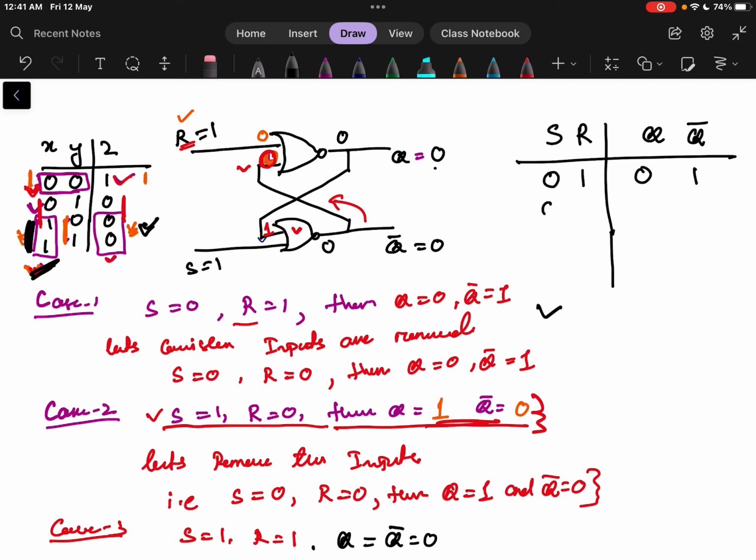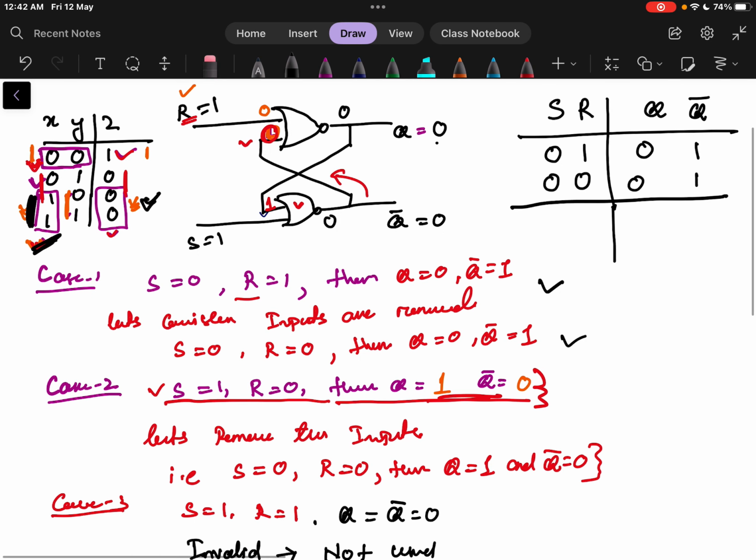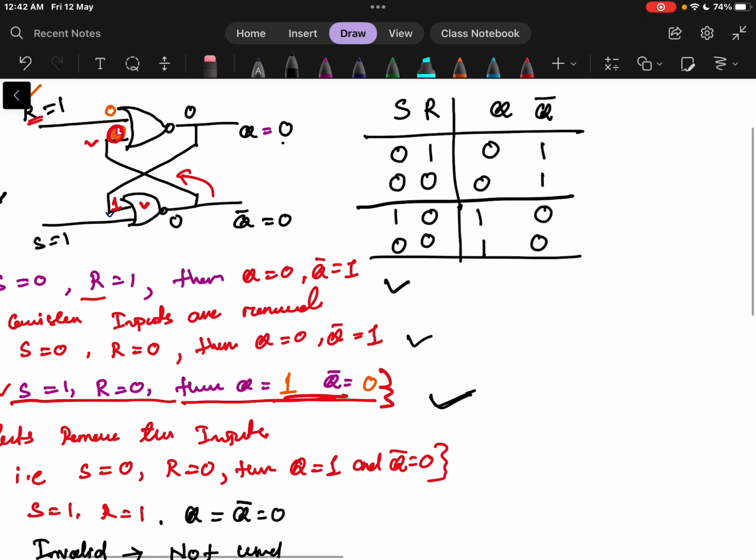In this scenario, if I remove the input and make it 0 0, then what is happening? Q equals 0 and Q bar equals 1. Okay, so this remains the same, it will not change. Next case we have written, S equals 1, R equals 0. What happened here? In this case, Q equals 1 and Q bar equals 0. Again, if you remove the input, then it remains in the same state, fine. Okay. So, the next condition is, if both the inputs equal 1, then this condition is not used or invalid, as we have analyzed in the last case.